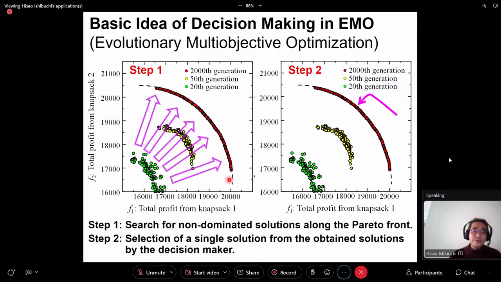This is the first step of the evolutionary multi-objective optimization based approach. After that, all these red points are shown to the decision maker. Then a single solution is selected. This is the evolutionary multi-objective optimization based approach.